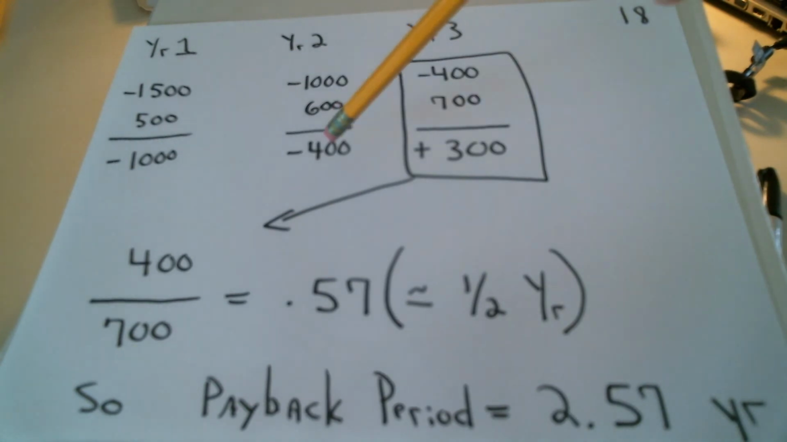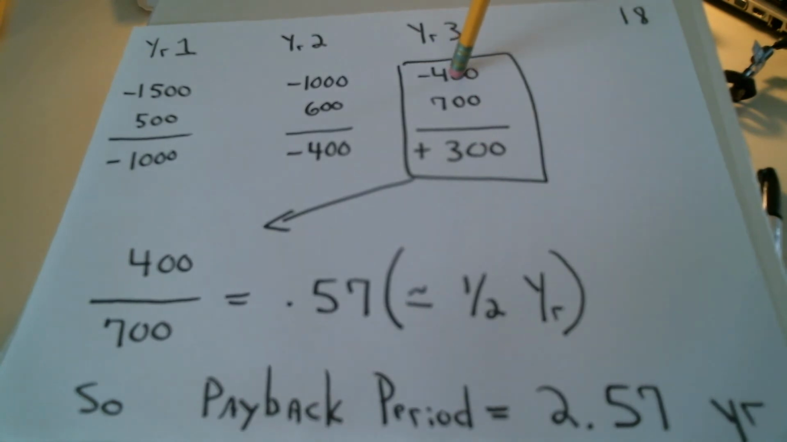The third year, we have $400 to recoup. The third year, we actually get $700, more than we really need. So it's going to be a partial year. And all you have to do is, because we have $400, we received $700, so we've got a plus $300. So how do we come up with that partial year? 400 over the 700, it's 0.57. So it's about a half a year. So we would notate this as the payback period would be 1, 2, plus a partial. So 2.57 years. And that's it.